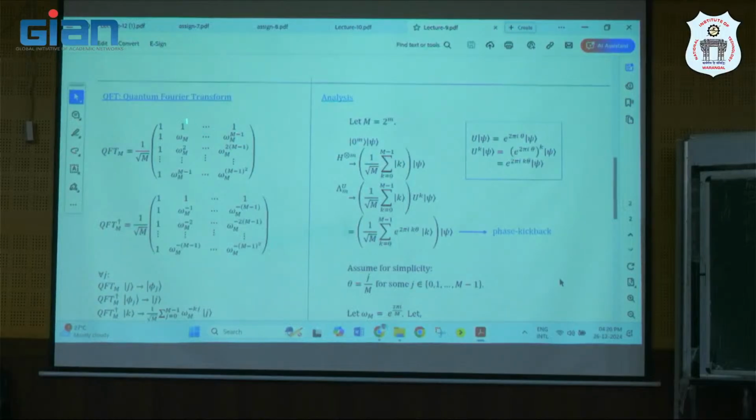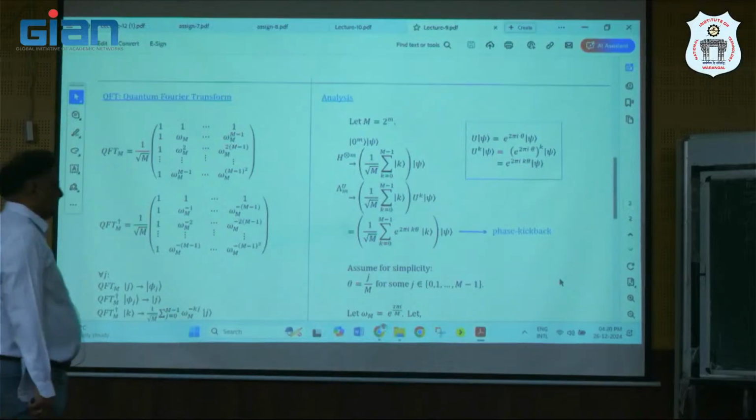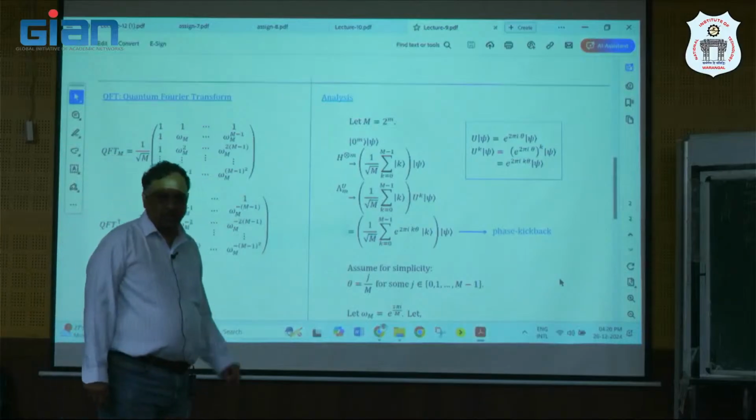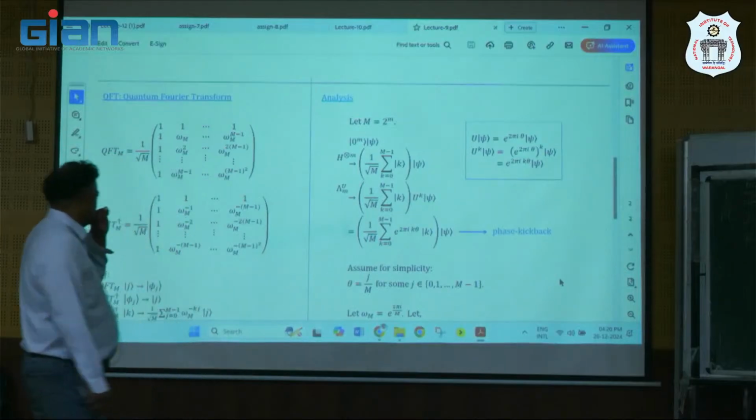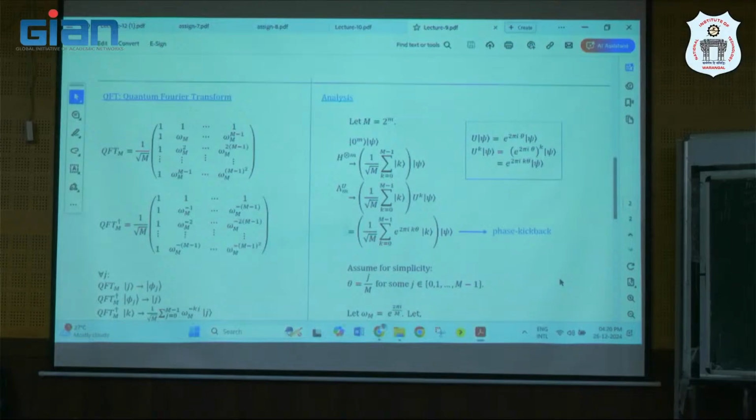You take this column, multiply with its... by the way, there is one thing we have to be a little careful of. When we take the product, we take the column and multiply with a conjugate of this, correct?